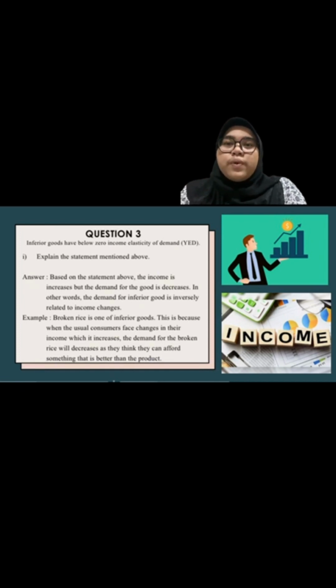Example, broken rice is one of the inferior goods. This is because when the usual customers face changes in their income, which is an increase, the demand for broken rice will decrease as they think they can afford something that is better than the product.